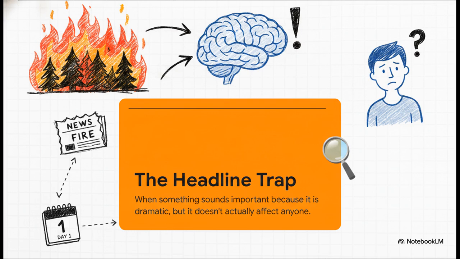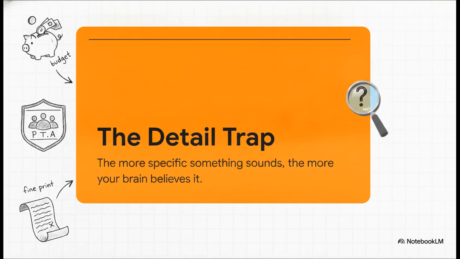Their brains just saw the word fire and made a snap judgment before they even bothered to check who it actually mattered to. And they deeply understand this next one, the detail trap. They realize that the highly specific words used in the anonymous tip, words like budget and PTA, totally trick their brains into trusting the note, causing them to completely skip that crucial fine print at the bottom.